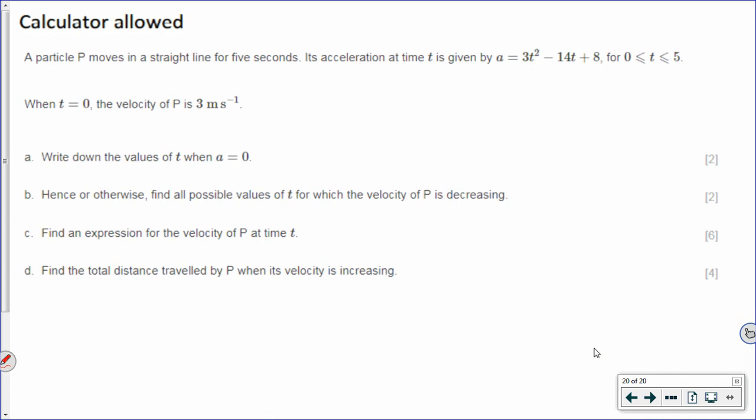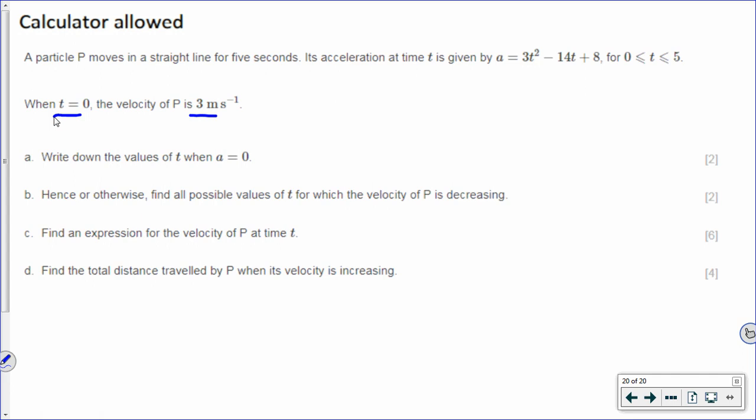So the particle is moving. Its acceleration is given as a function there in terms of t, which is like the third one in the chain of displacement, then velocity, then acceleration. So we would have to integrate to go back to any of the other functions, for 0 to 5 for the time interval. And then they give us a specific point on the velocity function. So when time is 0, velocity is 3. So probably we're going to be asked to find a velocity function somewhere in this question. Indeed, if you look down at part C, that's what it's asking us to do.